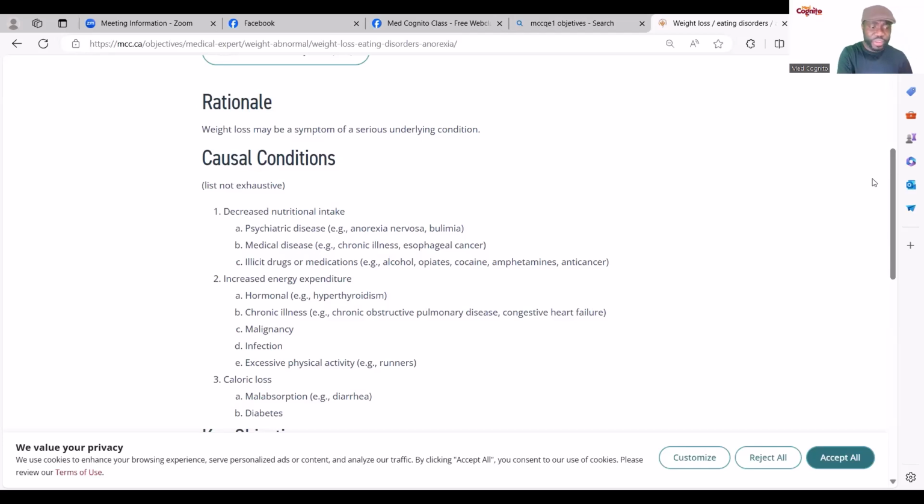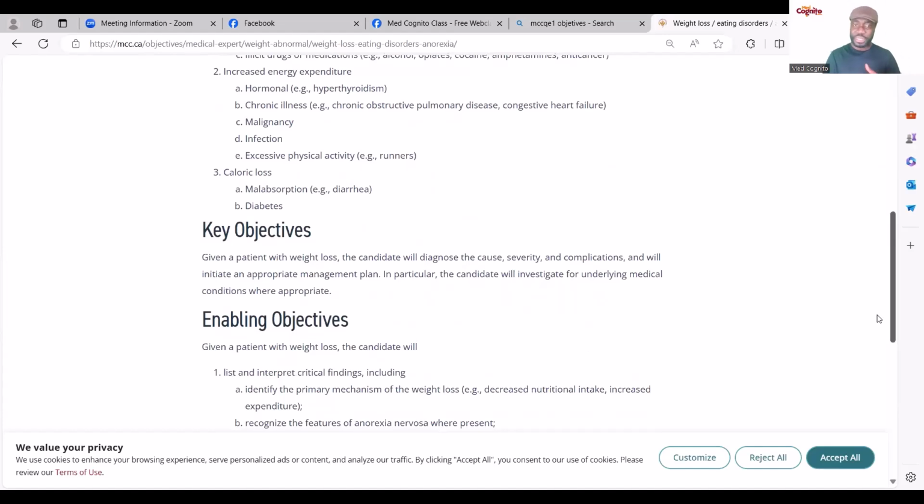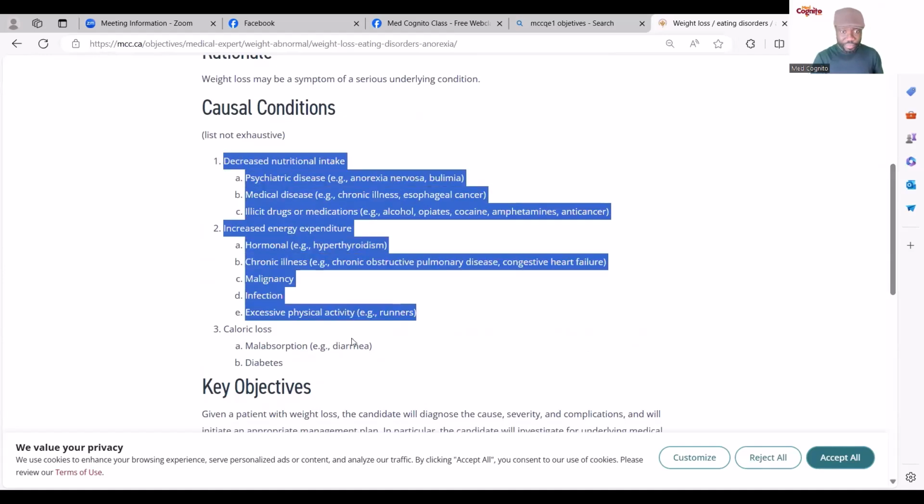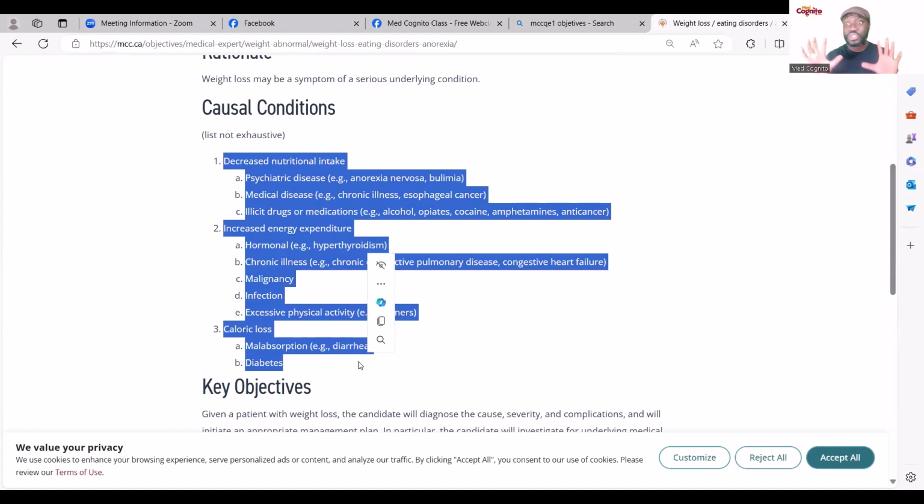Okay? For example, you cannot tell me that you finished this objective without completing anorexia nervosa. You can't say you've completed this objective without covering bulimia nervosa, without covering esophageal cancer, right? The topics are there for you. You can't say you finished this if you are not covering hyperthyroidism, COPD, heart failure. Of course, COPD and heart failure, you will meet in other objectives as well. And excessive physical exercise, and then malabsorption, diabetes. Even with this alone, you'd have covered more than 15 topics.